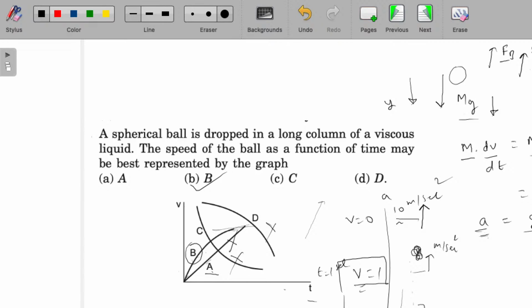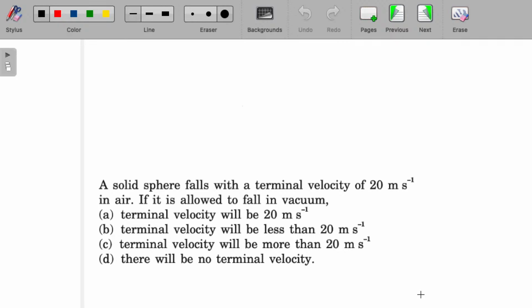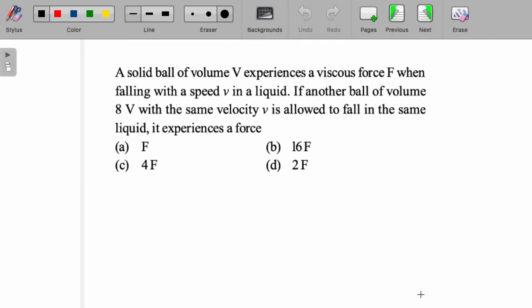And from this graph, you can notice that the slope is reducing. Initially, the slope is this much. Later on, the slope has reduced because tan theta has reduced for these graphs, right? Because the theta is reducing. The theta is lesser than this theta here. Theta 1 is more than theta 2. So the slope has reduced. All right, so that's about viscosity. Let's take another question on viscosity here.